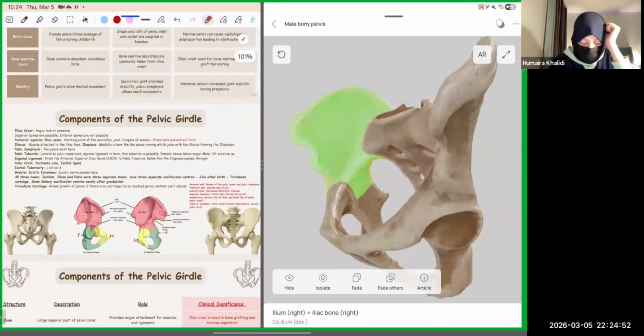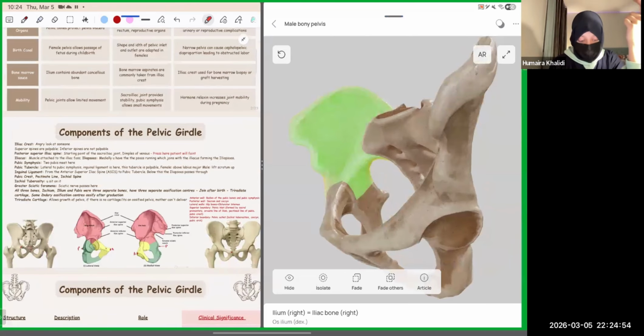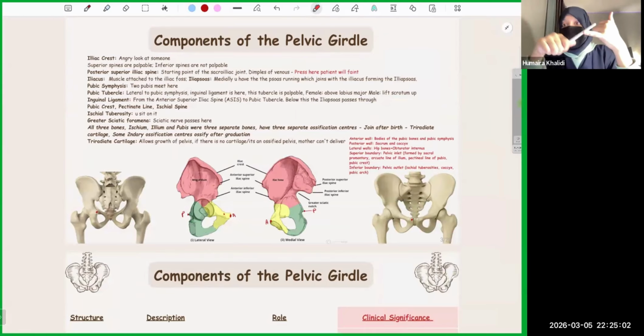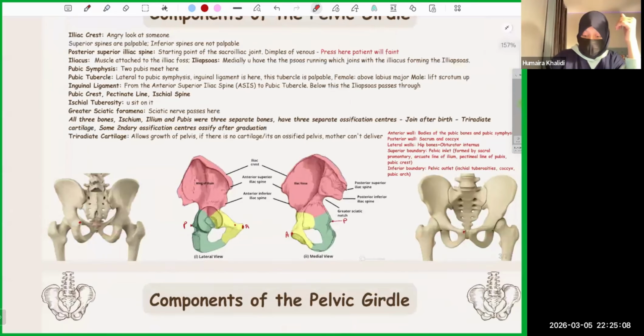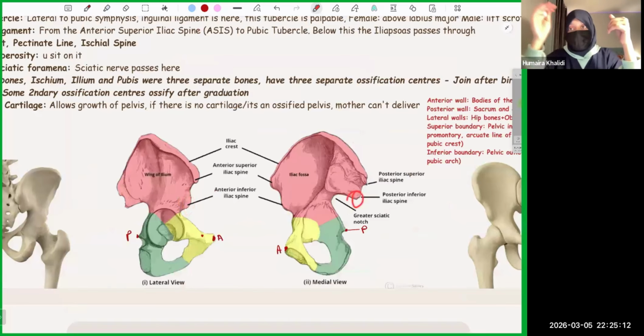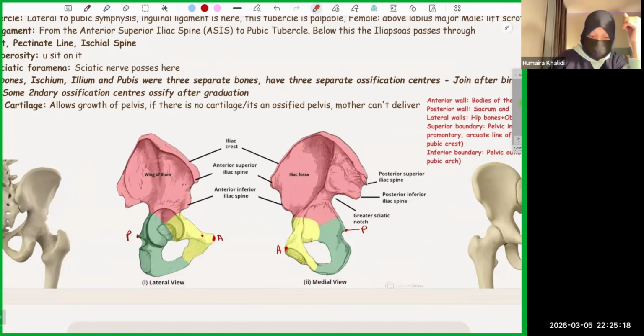Now, we discussed what the iliac crest and the posterior superior iliac spines are. What do I need you to know from this? I need you to know that the superior spines, which are the anterior superior and the posterior superior, are palpable. The inferior spines, the anterior inferior and posterior inferior iliac spines, are not palpable. You need to know which are palpable and which aren't, because Dr. Faisal Ikram likes to bring low yield stuff.